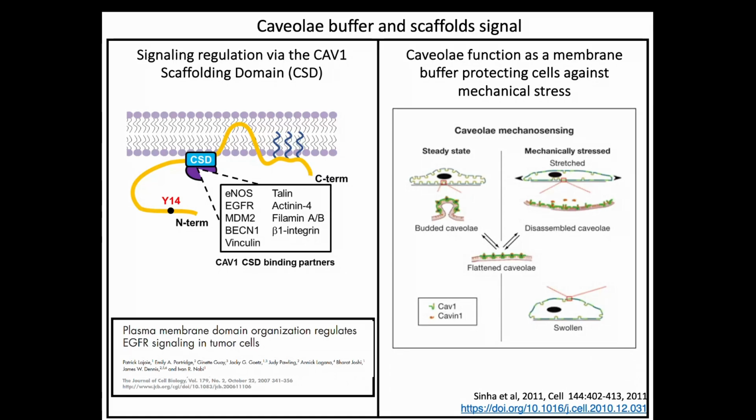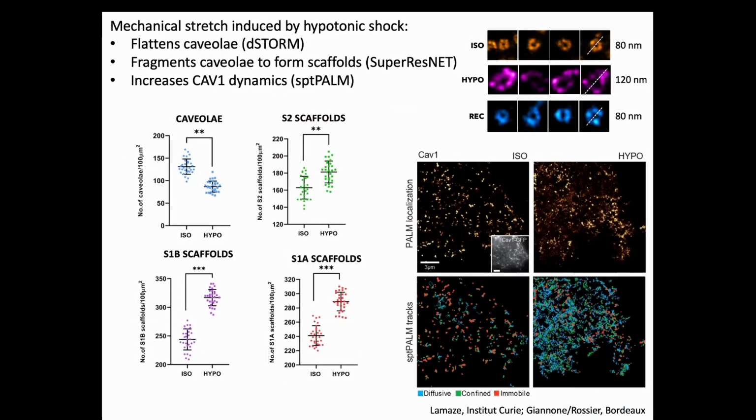And we collaborated with Christophe to figure out, well, when these caveolae flatten upon stretching, are they releasing scaffolds, and are these scaffolds functional? And so Christophe applied hypotonic shock to his cells, and he saw flattening of caveolae. The caveolae got larger, from 80 nanometers to about 120 nanometers. He also saw, using supervised analysis, fewer caveolae in the hypotonic shock treated cells, and an increased abundance of scaffolds, all three types, S2, S1b, and S1a.